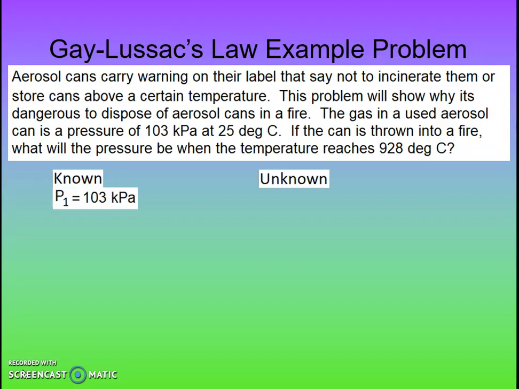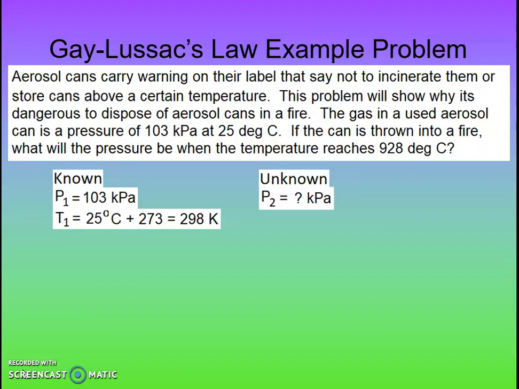So we know that the initial pressure is 103 kPa and the initial temperature is 25 degrees Celsius. And again, I can't use Celsius, so let's convert that right into Kelvin, and it's 298 Kelvin. And then I'm trying to solve for the second pressure, the pressure inside the can once it heats up to 928 degrees Celsius. Again, we'll change that right away into Kelvin, and we'll add 273, and that's 1,201 Kelvin.